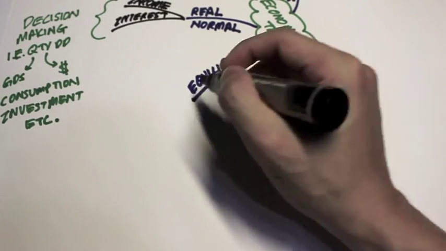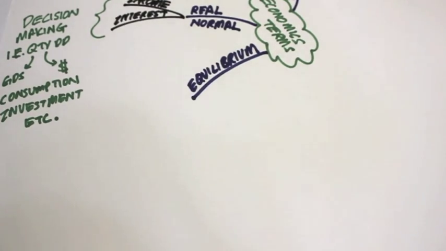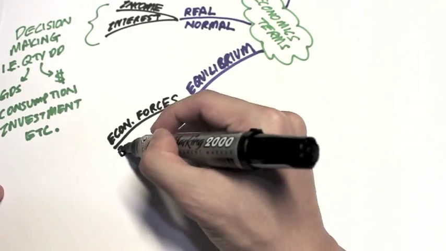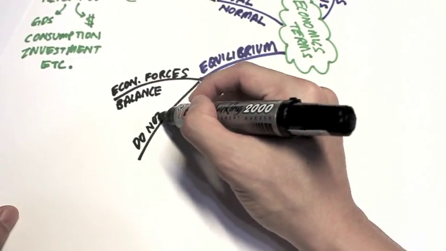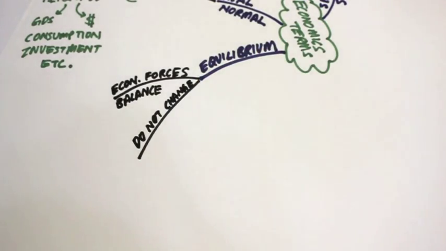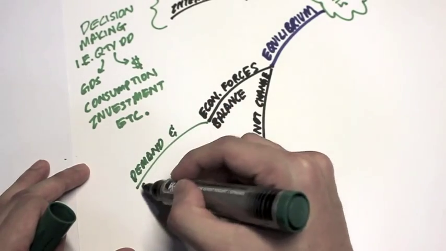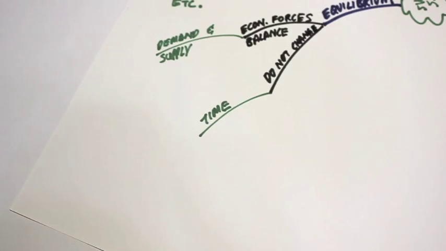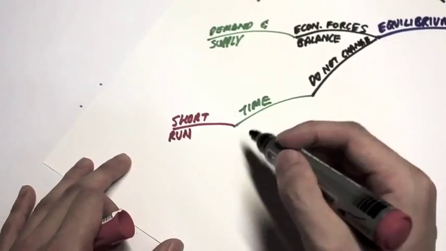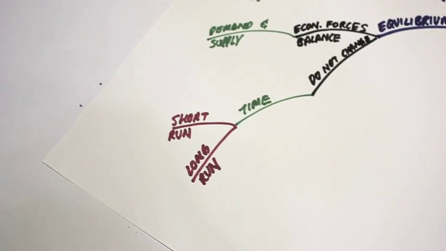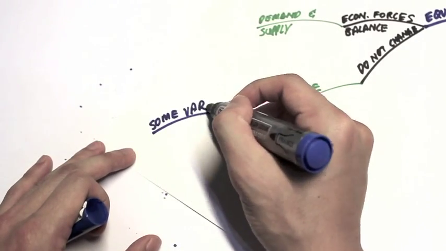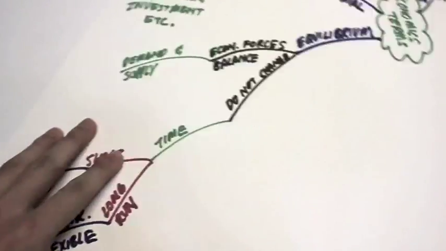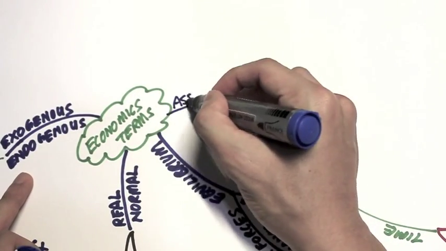The concept of equilibrium is a very simple one. It is basically the point where economic forces balance and they do not change. So economic forces, for example, could be demand and supply, where when they equal each other, that's what we mean by being balanced. And when I say do not change, we have a time frame. We usually talk about the short run and the long run, whereby in the short run some variables are fixed, and in the long run these variables are now flexible. So these are the economic terms.